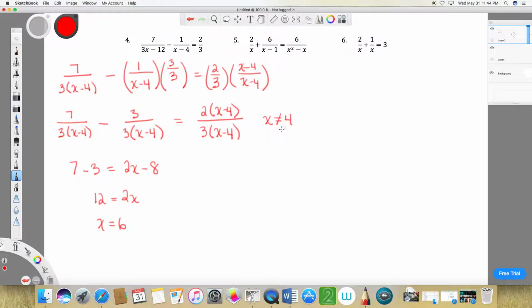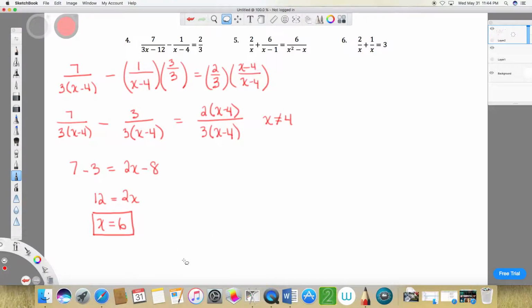And that's not going to give me an extraneous solution. 6 minus 4 is not 0. I don't have to be concerned about this solution. If it's a wrong solution, it's because I've done some silly arithmetic error. The technique itself of getting a common denominator is a valid technique.